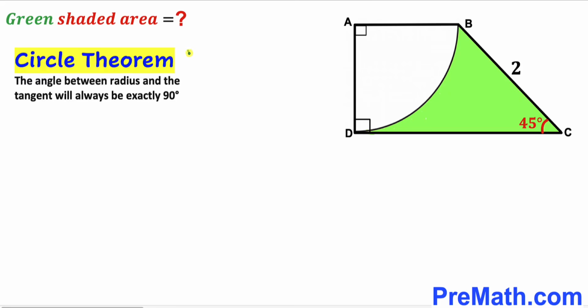Let's recall the circle theorem. According to this theorem, the angle between the radius and the tangent line will always be exactly 90 degrees. So no wonder this angle ADC is going to be a 90 degree angle, since this AD is our radius and this CD is our tangent line.